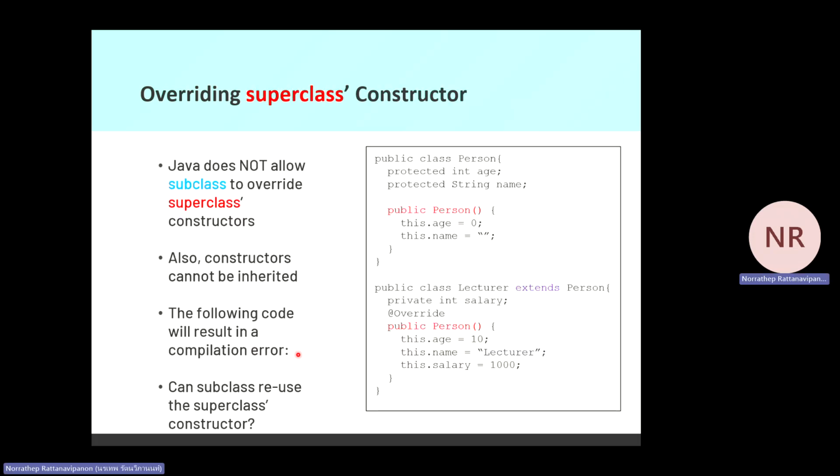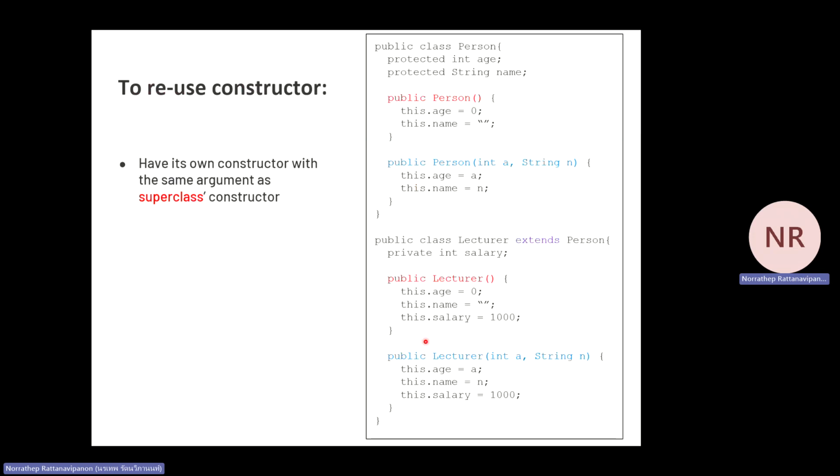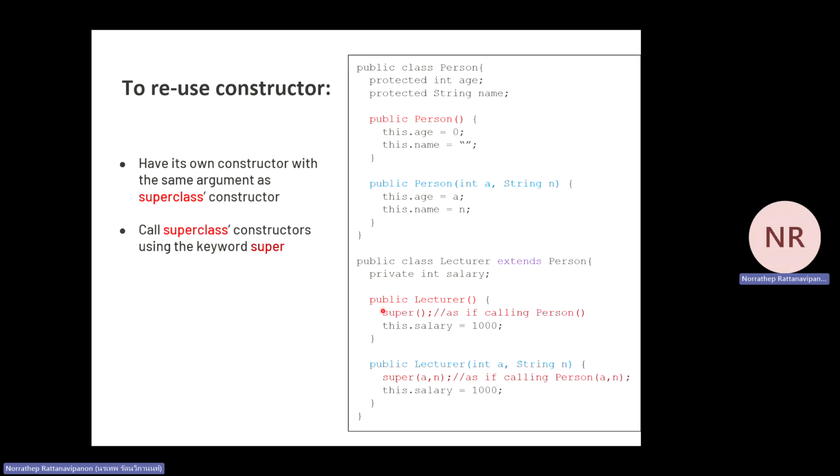This overriding concept doesn't work for the constructor. You cannot override the constructor. In fact, you cannot even inherit the constructor to begin with, right? So in this case, if the subclass wants to have a constructor, you have to create its own constructor, but it can still reuse the superclass constructor by calling the keyword super.